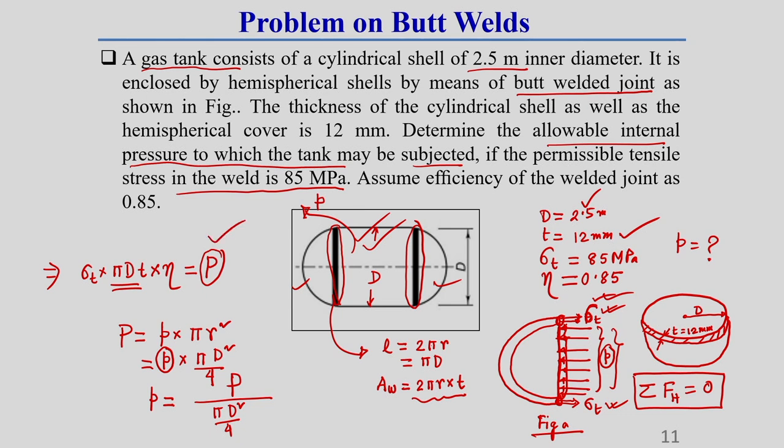Another force is due to the internal pressure, which is the internal pressure into its projected cross sectional area, that is pi r square. This is equation number 2, and this is equation number 1. So, by using equations 1 and 2, what can we get? We can get the pressure, small p, is equal to P divided by pi d square by 4. What is P we got? This P we got as sigma t into weld cross sectional area into its efficiency. So, this is generally balanced by the internal pressure force pi d square by 4.